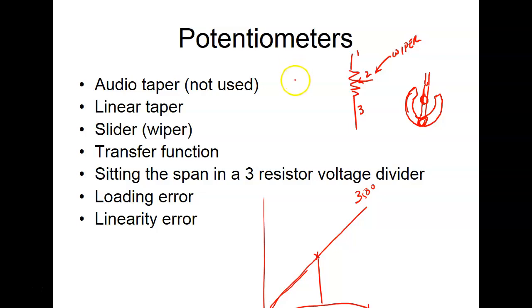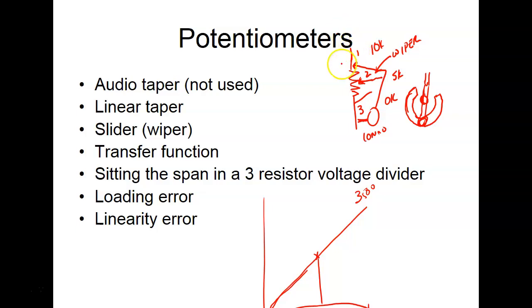Depending on which one we reference, if we put our common on number 3, then if I turned it all the way up here, if it's a 10K pot, it would measure what? 10K. If we turned it to the center and it was a linear pot, it would measure what? 5K. If we turned it all the way down to the bottom, it would measure what? 0K. So we can literally get any resistance to the wiper.